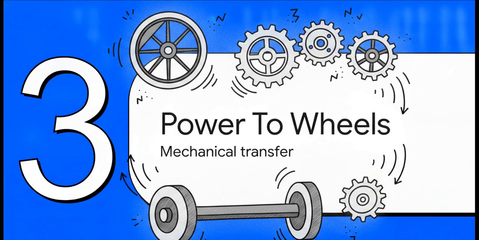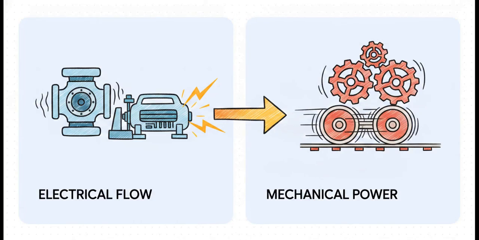Section 3. Transferring power to wheels. Mechanical transfer. Now for the brilliant handoff. On one side, we have the electrical flow: the diesel or electric source, the generator, and the inverter that we just talked about. On the other side, we have the mechanical power: the traction motors, the axles, and the wheels.